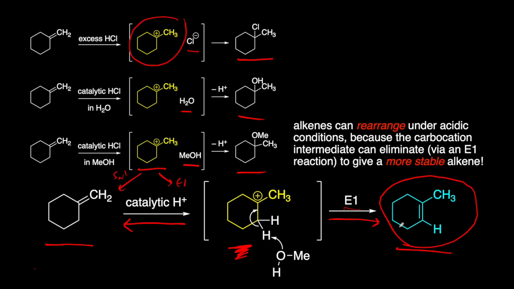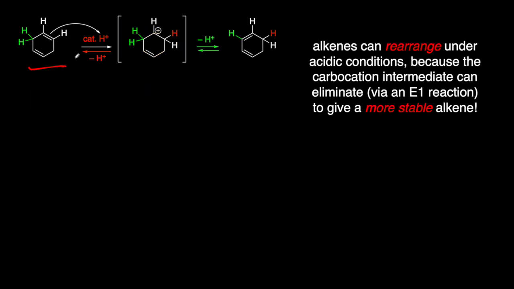Notice that there's none of those fancy methyl shifts or hydride shifts. None of that is what I'm talking about here, right? This is simply a carbocation choosing among 2 different alkenes. So here are some more examples.